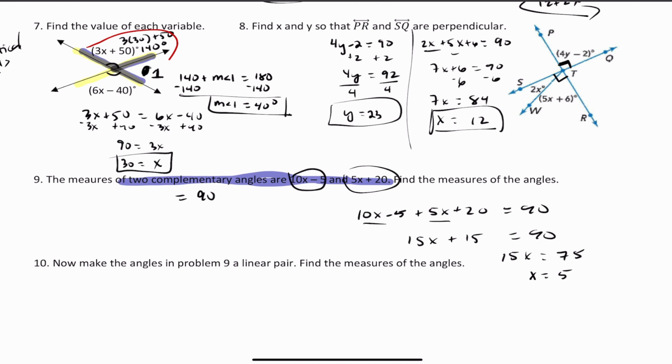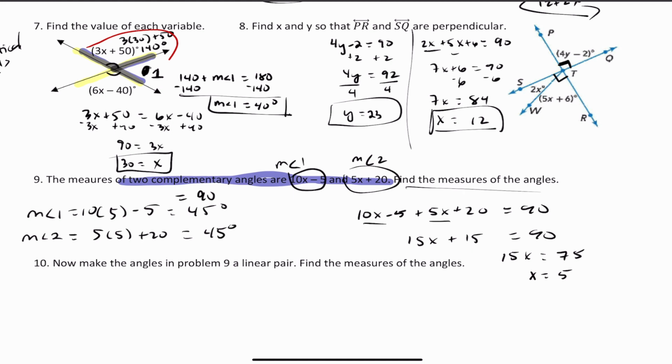So we can call that angle 1, I can call that angle 2. To find the measure of angle 1, I will do measure angle 1 equals 10 times what? Replace the x with 5. Minus 5, that's going to be what? 45 degrees. And then to figure out what measure angle 2 is, that's just going to be 5 times 5 plus 20. And that's also going to be 45 degrees. Okay? That's how you find the measures of the angles.